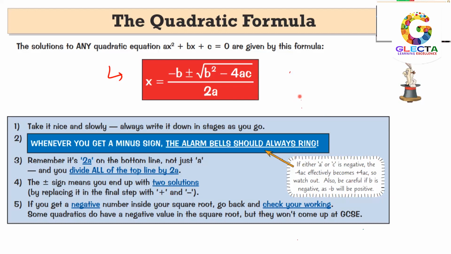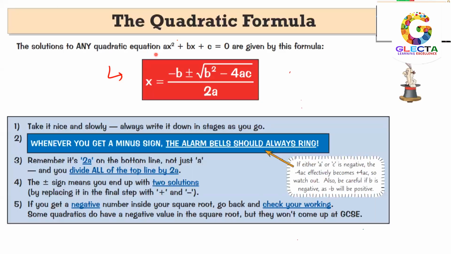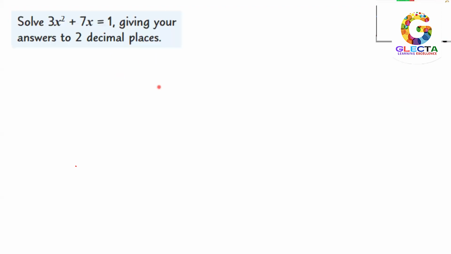All right. Okay, now I'm going to move on to the next question. Over here, first of all, whenever you're applying the quadratic formula, you're always using the general form. When the equation is given in this form, that's when you use the formula. So you need a 0 on the right side. So you would do 3x squared plus 7x, take away 1 equals 0.